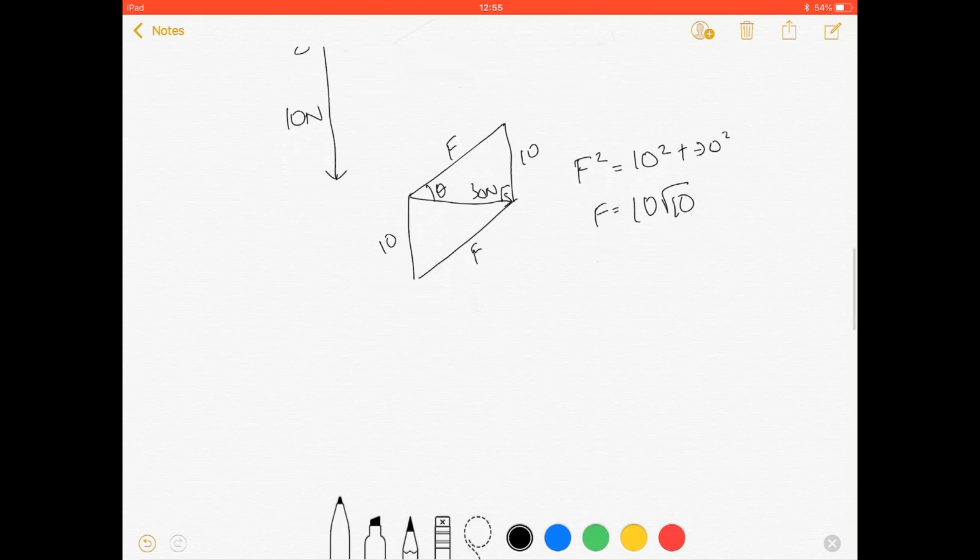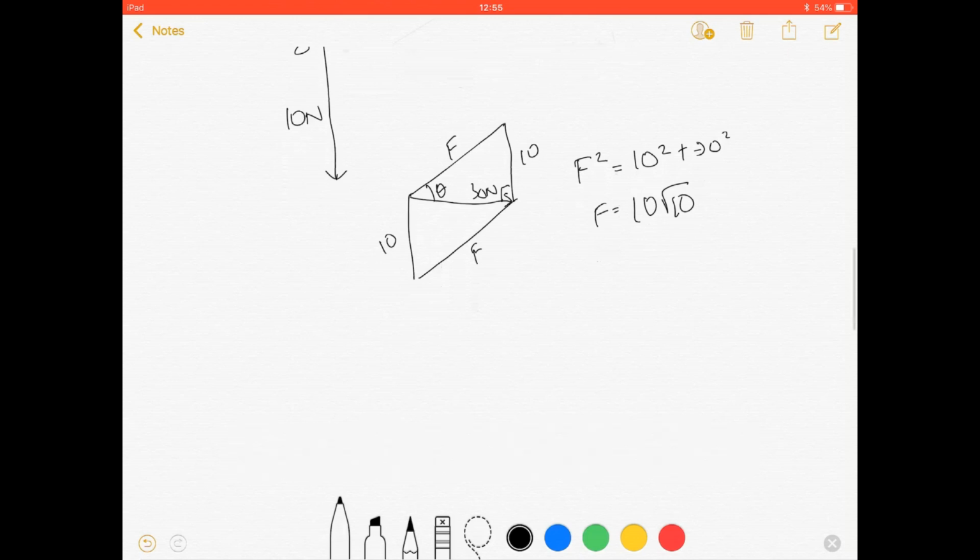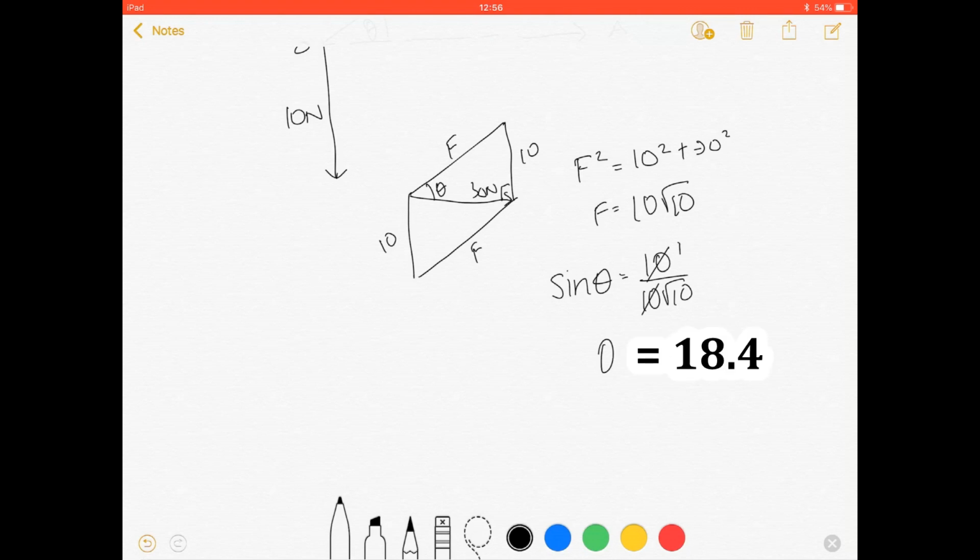Or we can also use the parallelogram rule, whichever one's easier for you. If you use the parallelogram rule, it will be sine theta equals opposite, which is 10, over F. In this case, F is 10 root 10, and since these two cancel out, it will be 1 over root 10. If you work this out, we get an answer of 18.43. But let's leave it to one decimal place, so 18.4 should be fine.